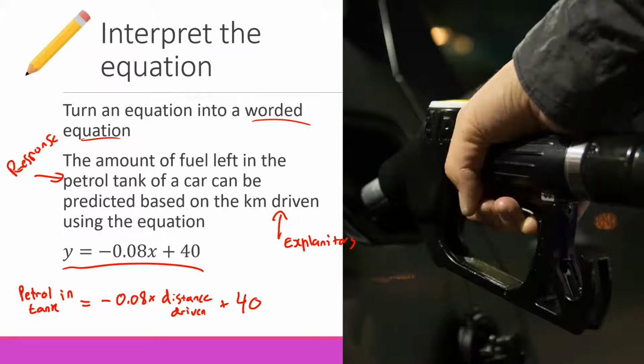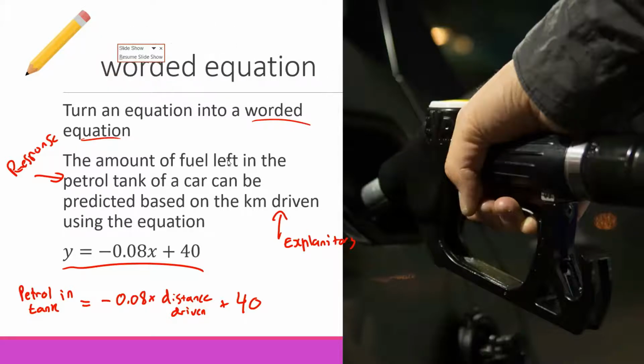Now, even though I just told you guys, this is not really interpreting the equation. This is just converting the equation into worded form. So I'm actually going to change the title of this slide, because I'm a bit disappointed in myself that I wrote this down as the title of the slide, but that's okay. Nobody's perfect. Worded equation, perfect.